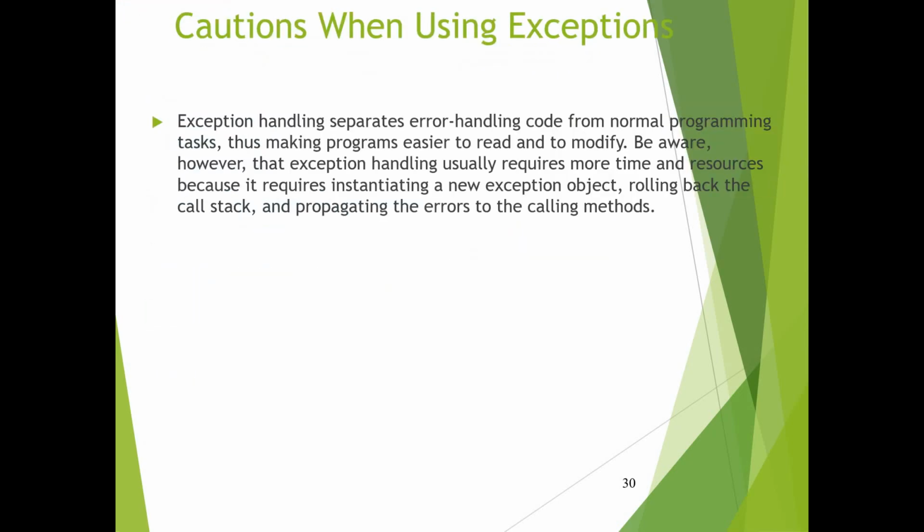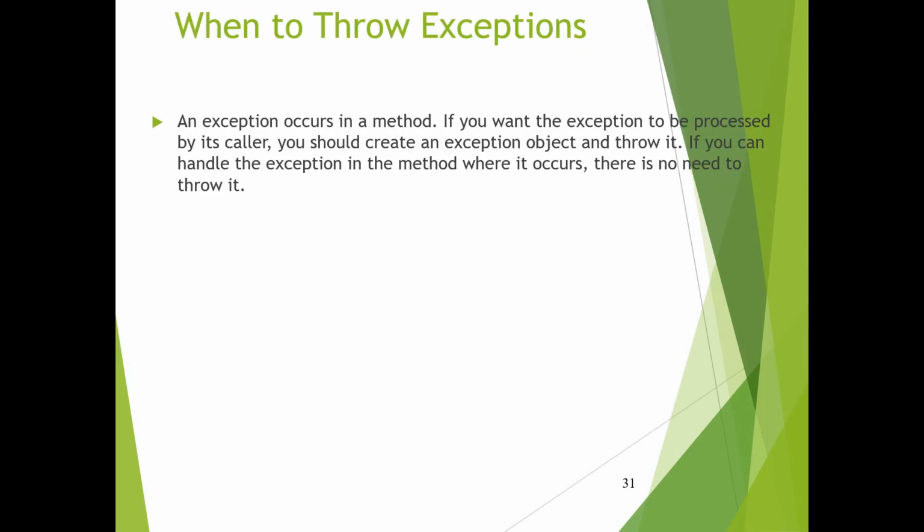So exception handling separates the error handling code from the normal programming task. But using exceptions requires more time and resources, because it requires instantiating a new exception object, rolling back the call stack, and propagating the errors to the calling method. So using the exception here is going to consume more time and resources. So when to throw the exception? Suppose you don't want to handle it, then you can throw the exception.